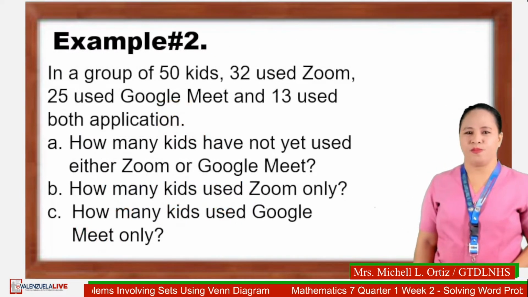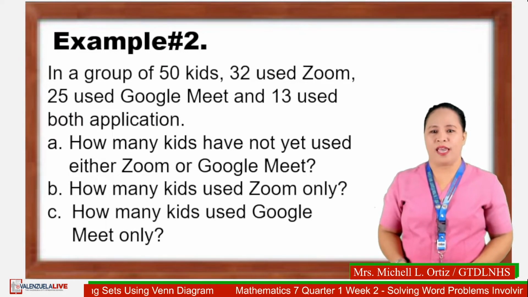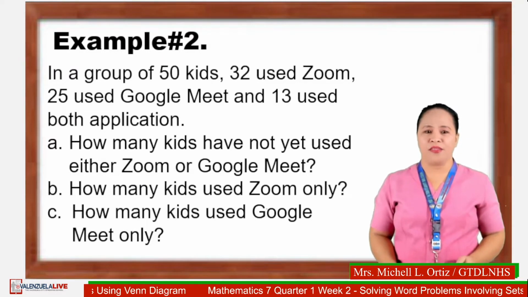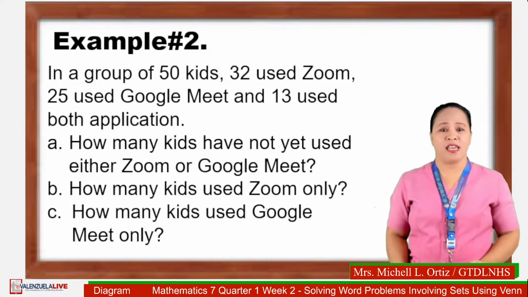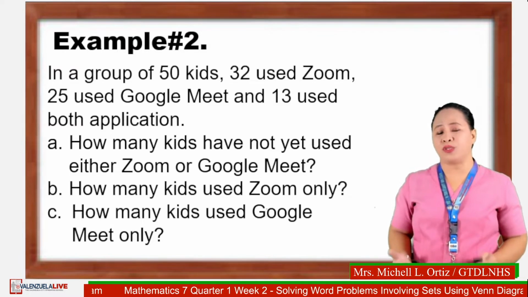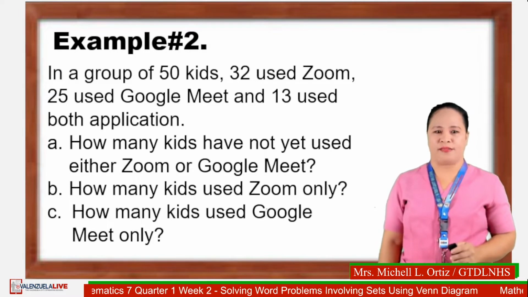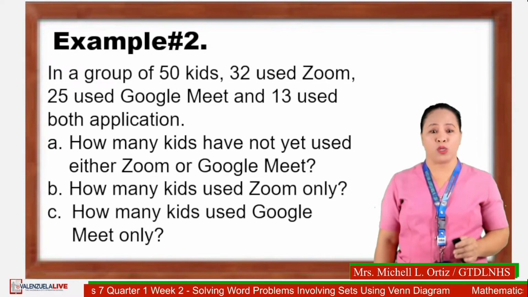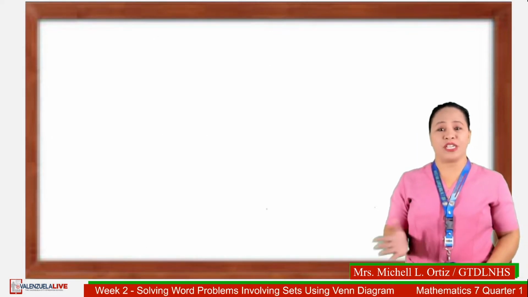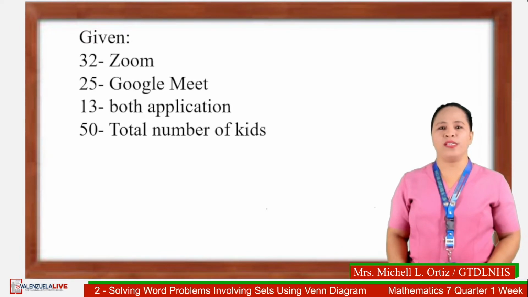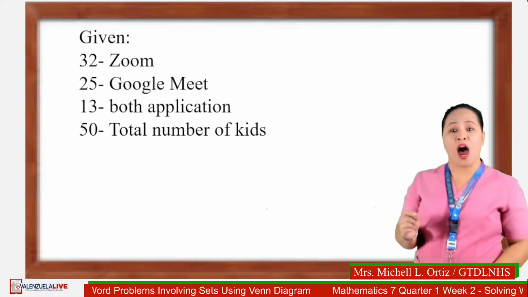Example number 2. In a group of 50 kids, 33 used Zoom, 25 used Google Meet, and 13 used both applications. How many kids have not yet used either Zoom or Google Meet? How many kids use Zoom only? How many kids use Google Meet only? To answer the given problem, we are going to write first all the given information. Then we are going to draw our Venn diagram.